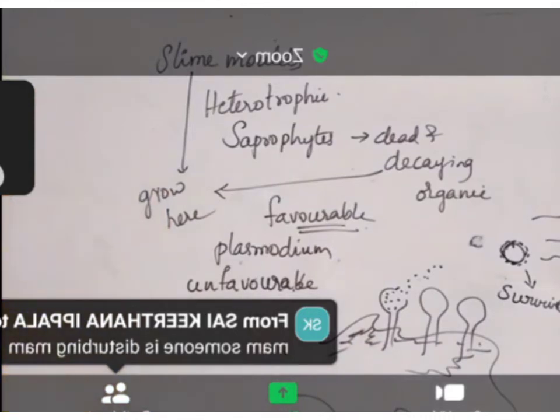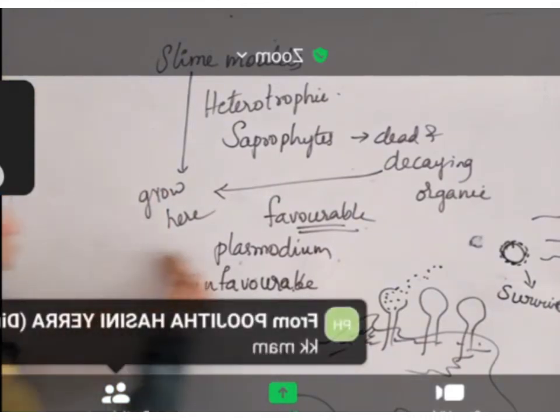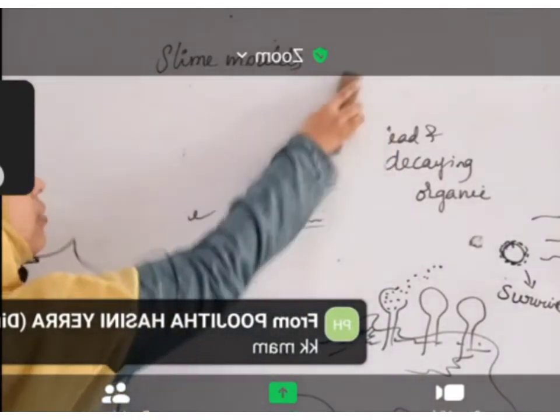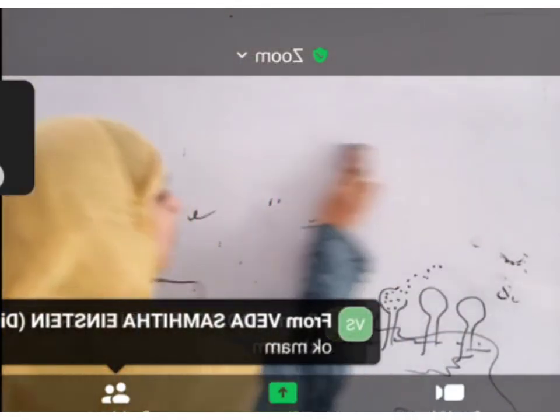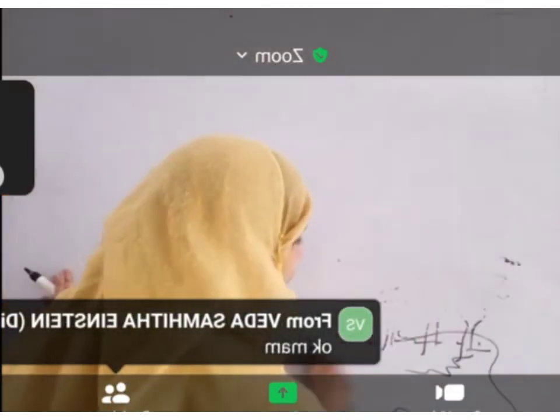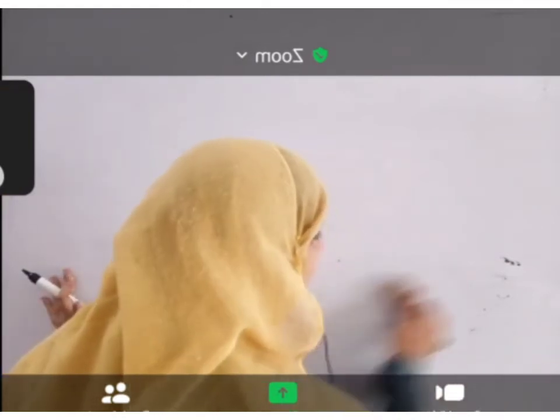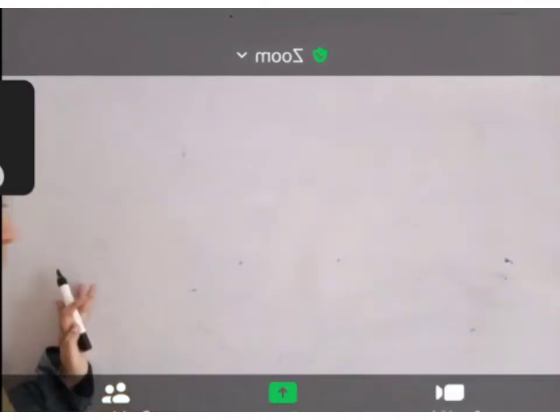And the last one is protozoa. In protozoans there are so many types. Again, there are 4 types of protozoans. All protozoans are heterotrophic or predators. You know what a predator is? Killing other animals and eating them.